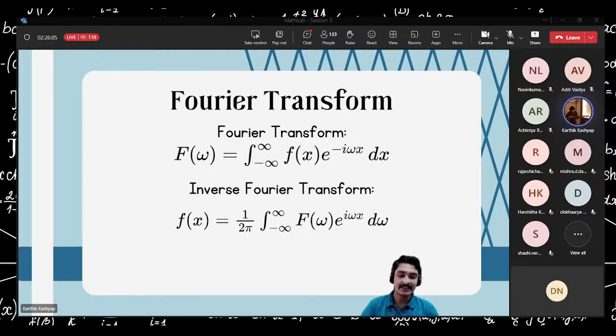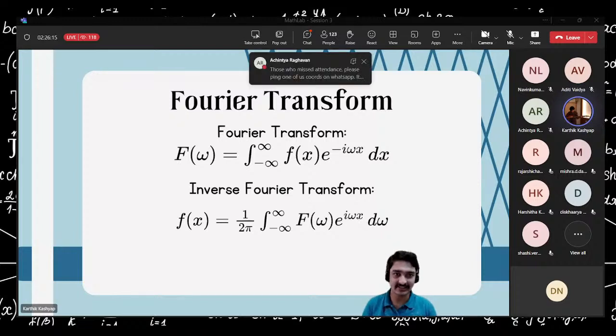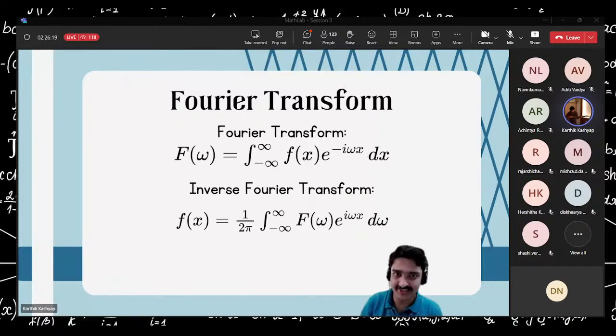Now the important thing to talk about here is f of x, the small f of x, the actual function, and the Fourier transform, the capital F of omega. They give the same information about a signal, a function, but in different representations. F of x, the given function, takes x as the domain, whereas the Fourier transform F of omega takes frequency as the domain. So it's just a different representation of the same function.